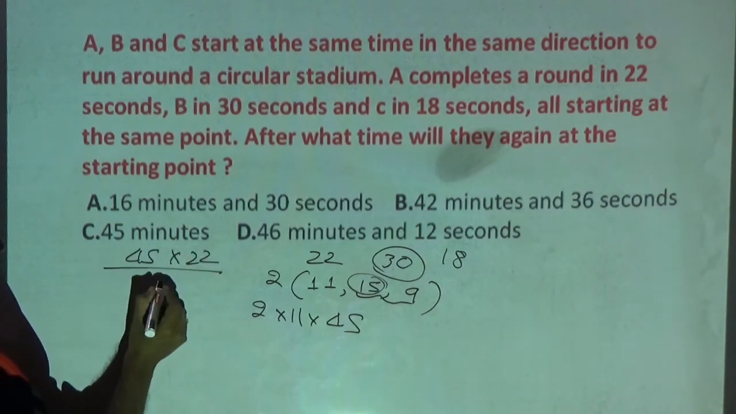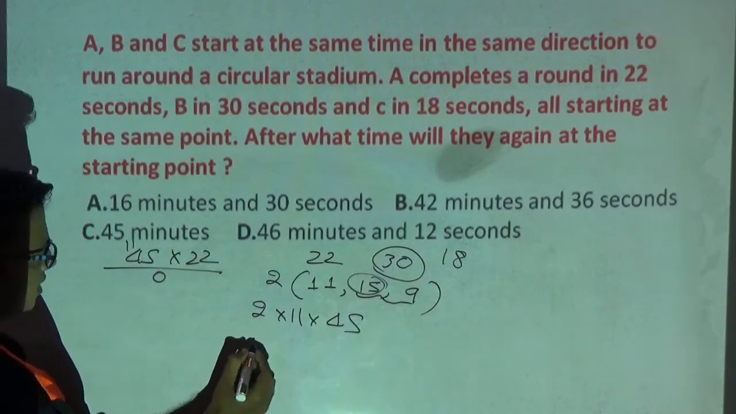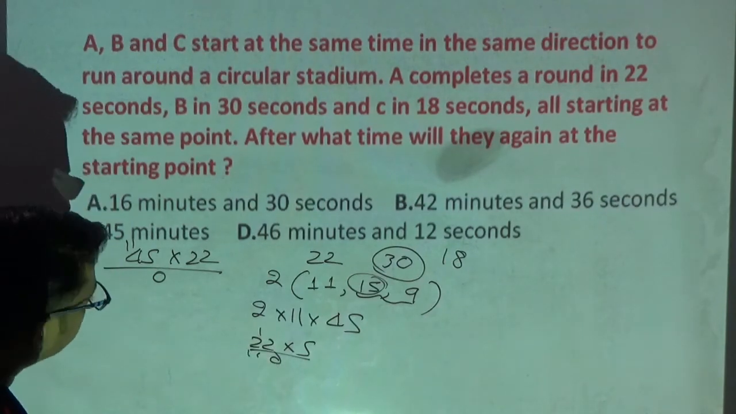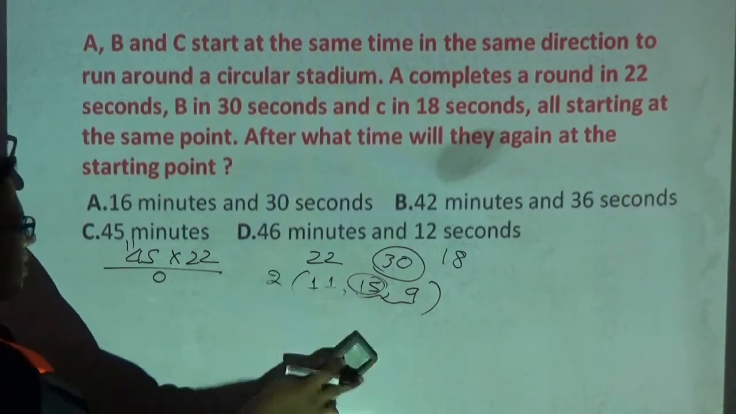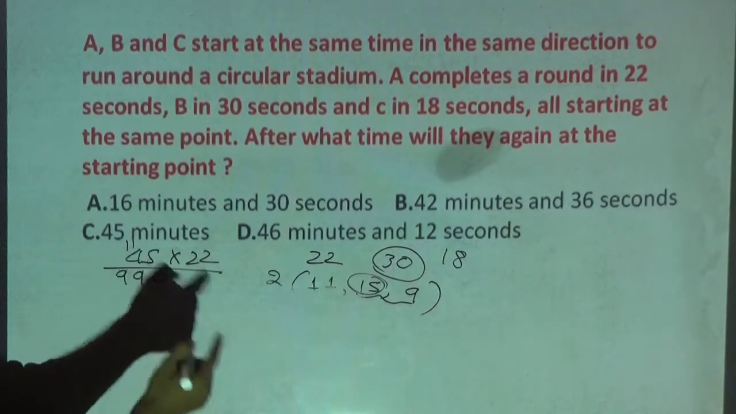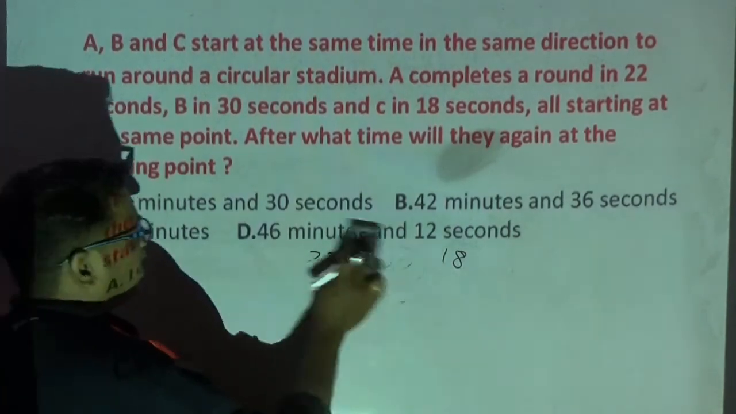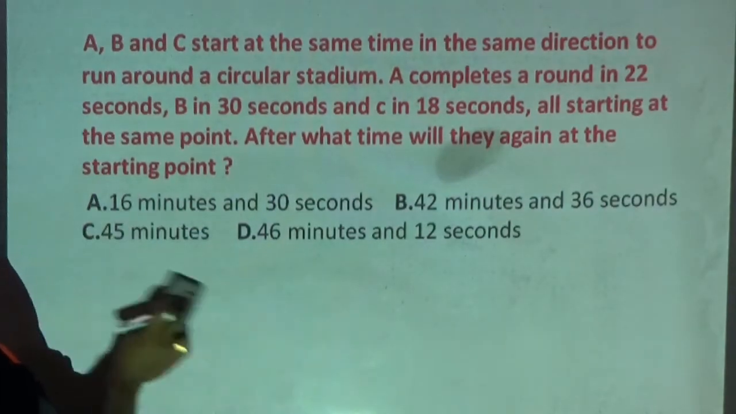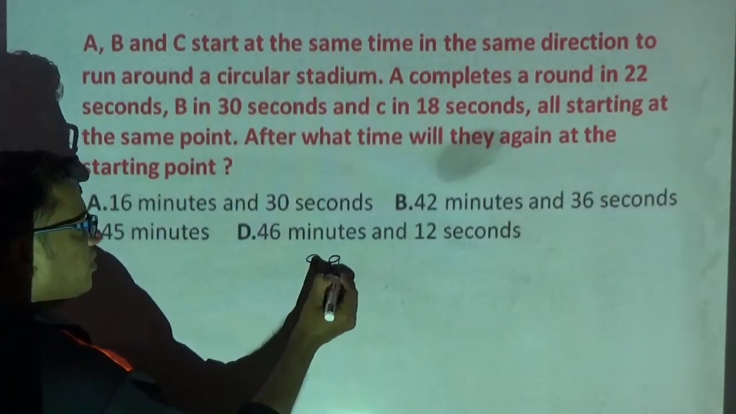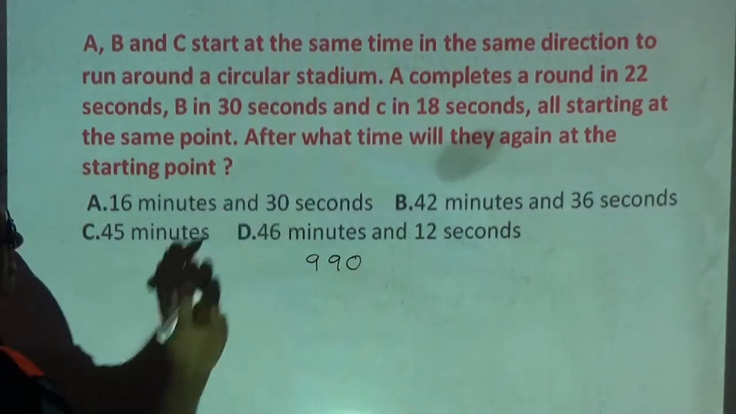Okay, so 5 twos are 10, 1 is a carry forward. 22 five times is 110, right? Then 22 four times is 88. 88 plus 11 is 99. See, all three people will meet after 990 seconds. But the options are in terms of minutes and seconds, correct?